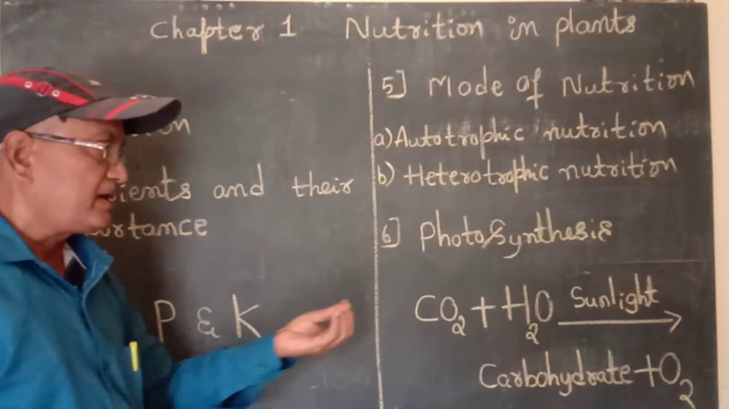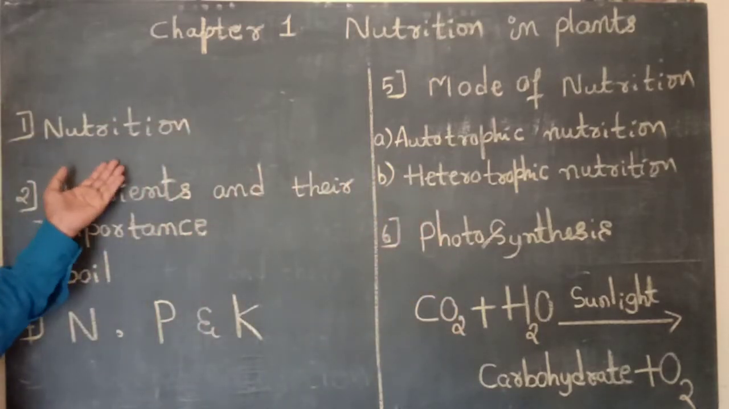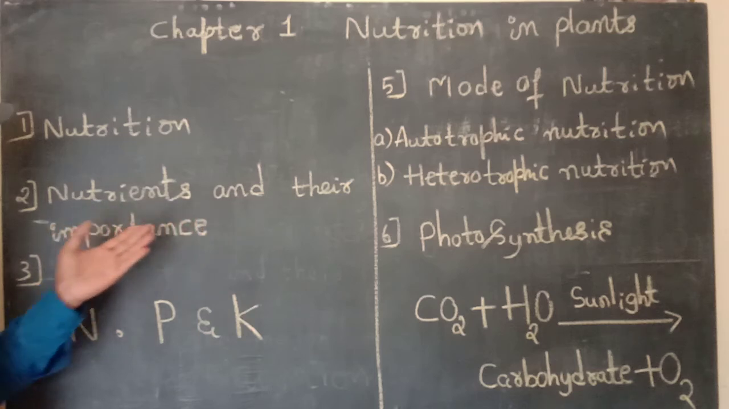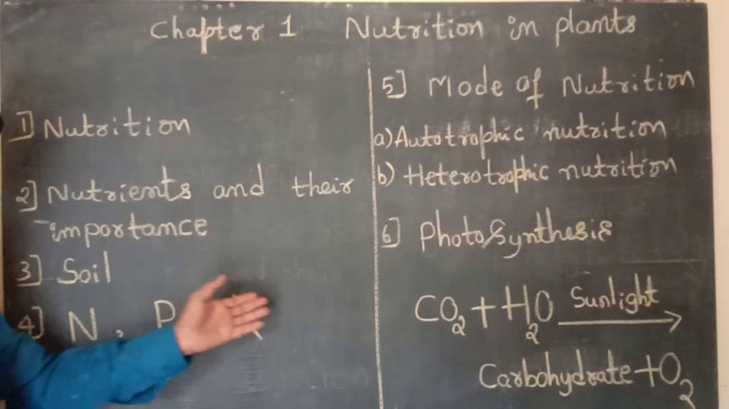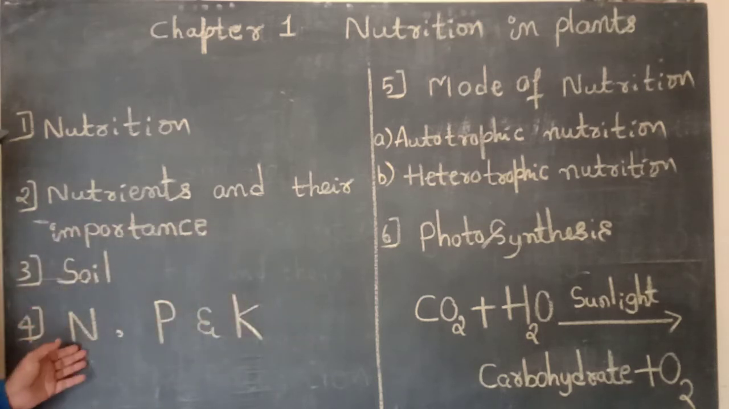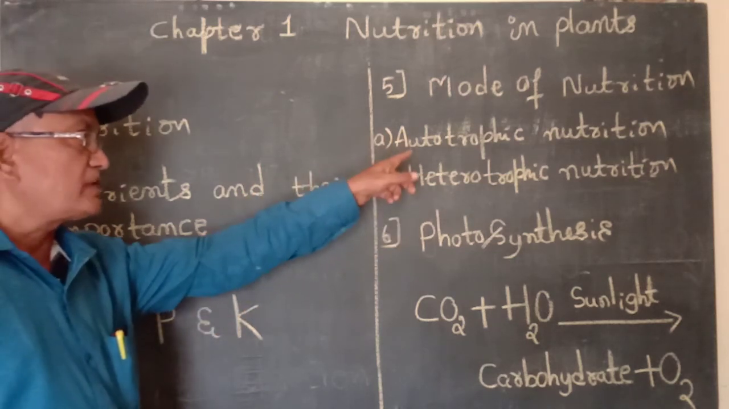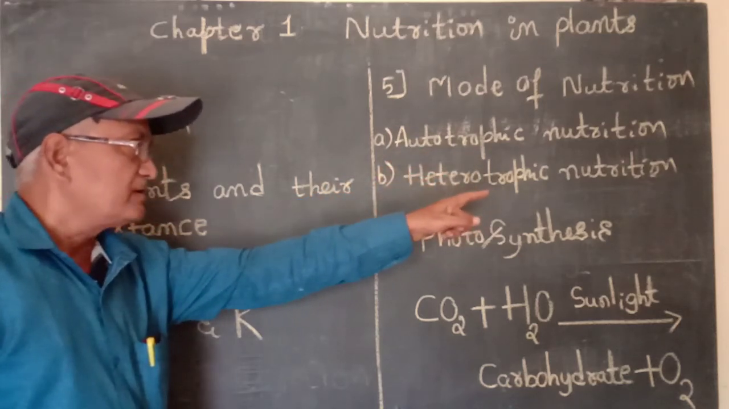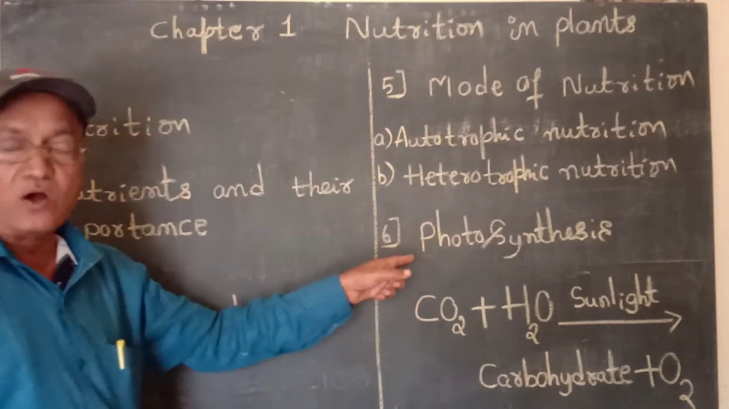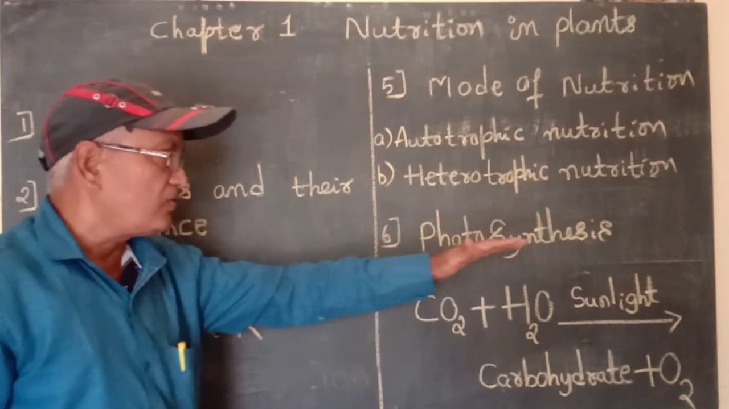Now, by this I conclude. Again I recall: today we studied nutrition, important nutrients and their importance. Then soil, which is the major component for plants, and nitrogen, phosphorus and potassium, which are also nutrients required for the plants. Then the modes of nutrition, of which there are two types: autotrophic nutrition and heterotrophic nutrition. Then, how plants prepare food: by the process of photosynthesis.